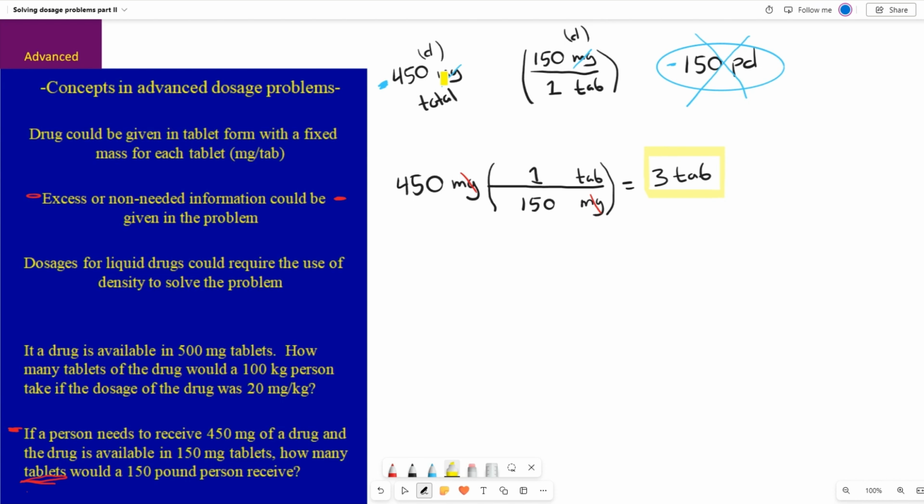Most people would have no problem solving that question if I didn't put this excess information in here of the person weighs 150 pounds. I put that in there, and it just messes a lot of students up. So don't be fooled when you read these problems. Make sure that you look at what information is required and what information is not required when you need to solve them.